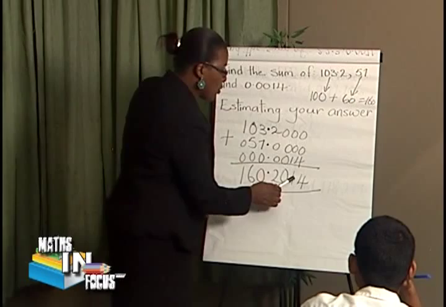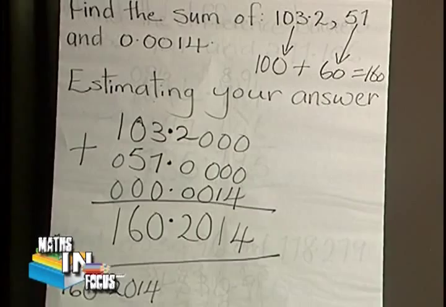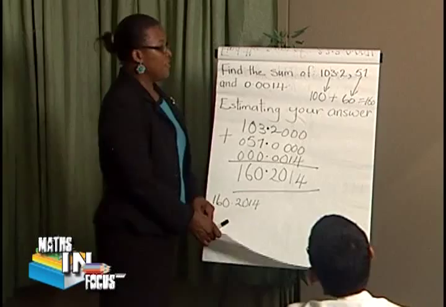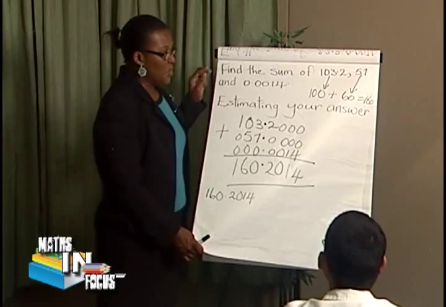160.2014. And if we look at what we estimated originally, it gave us a guide that our answer should be in the vicinity of 160. Okay? Any questions? No, miss. So we did addition. We estimated and then we added again. Now let us try some subtraction.